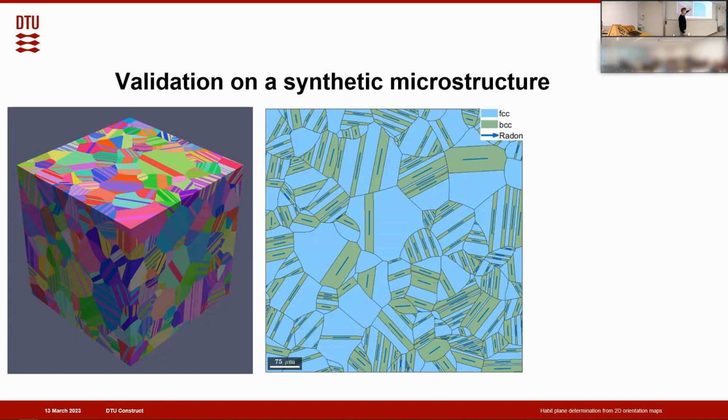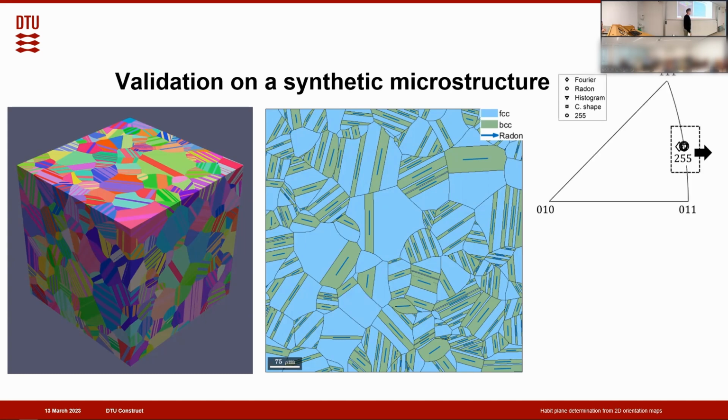We took a 2D section from this, and here you can see that we have an FCC phase, which just transformed to a BCC phase. And the blue lines here are actually the traces that have been identified using the Radon method. And then we can see how our 4 different trace determination algorithms perform.